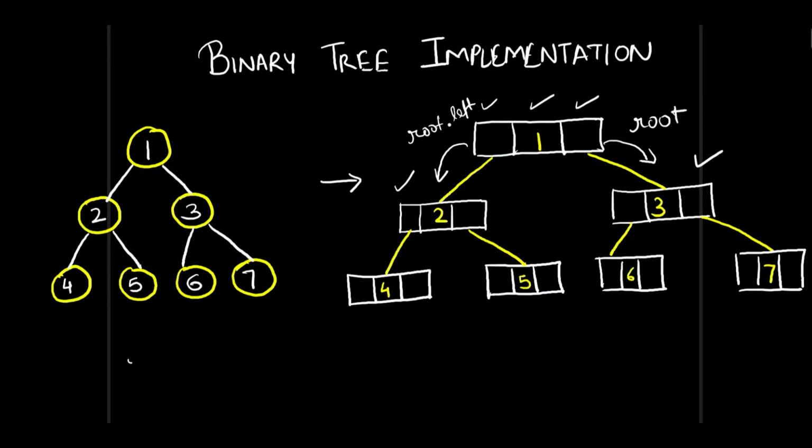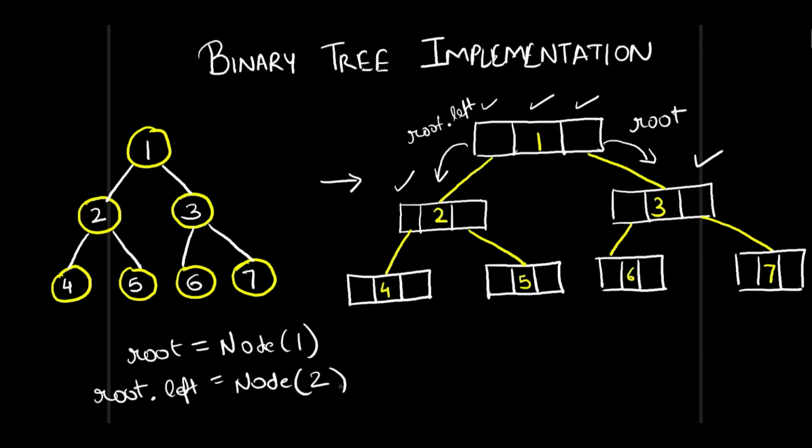So what we are going to do is create an object named root for the class node and pass the value 1. Then we are going to repeat similar steps for root.left and root.right, passing the value 2 for root.left and the value 3 for root.right.